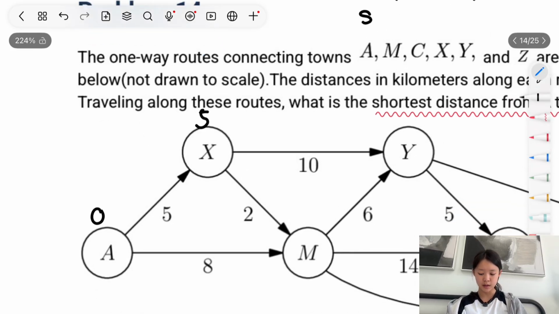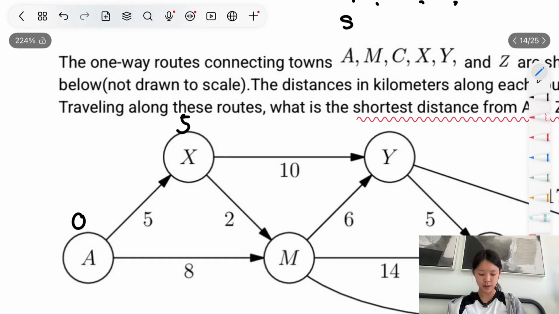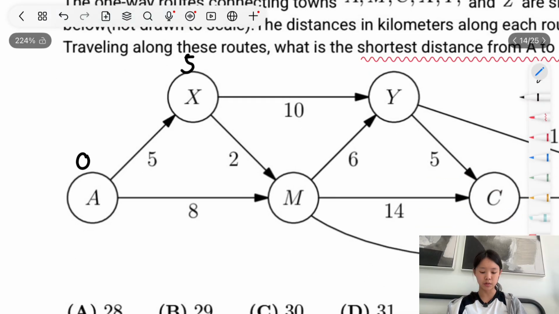since there's only one path to X. And next for M, you can consider that there are two paths here. Either one is through 5 and 2, and one is through 8. So clearly the shortest path here would be 7.